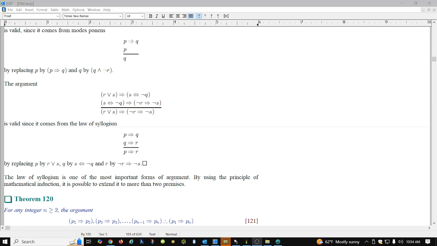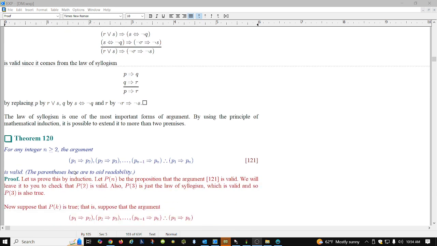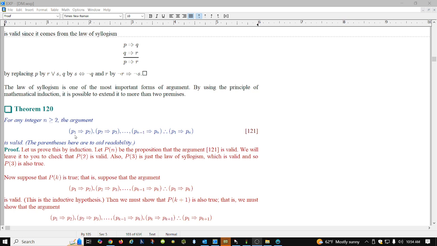The law of syllogism is one of the most important forms of argument, and we can use mathematical induction to extend it to more than two premises. So it would look like this. This argument: P1 implies P2, P2 implies P3, and so on, to Pn minus 1 implies Pn. Therefore, the first statement, P1, implies the last one, Pn. This is a valid argument.